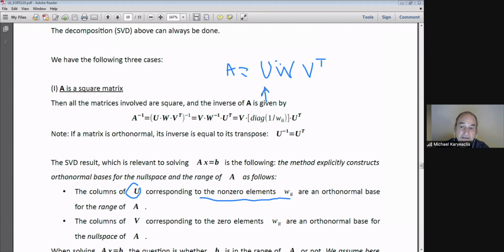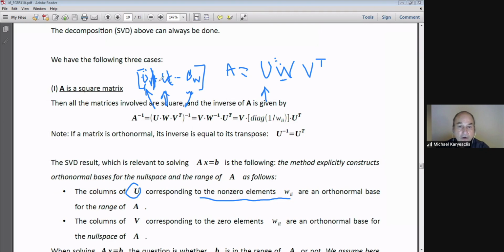The columns that correspond to this, U1, let's say, these are columns that we're dealing with, U K, UN. If we have non-zero elements here, they correspond to certain columns here, right? The first one, W11, will correspond to the first column. WKK will correspond to the kth column here. And WNN will correspond to the nth column here. Wherever we have a zero W, then we have a problem. Something is missing. But the rest of them that correspond to non-zero W correspond to a basis for the range of A.